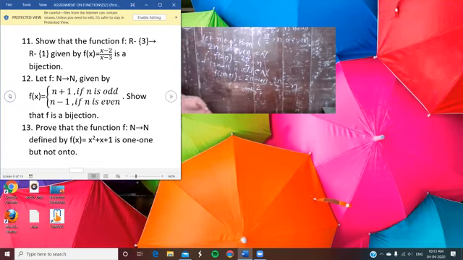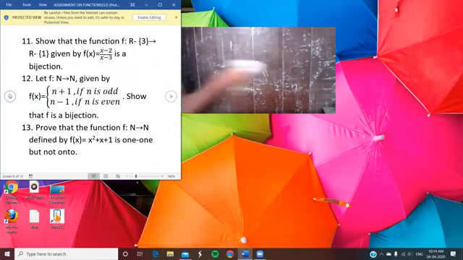Next question, question number 11. The function f from R minus 3 to R minus 1 given by f(x) equal to (x minus 2) upon (x minus 3) is bijective. That question also you have to prove by showing it is one-one and onto. This type of question you already solved, I think, in question number 8 or 7. So solve it quickly.